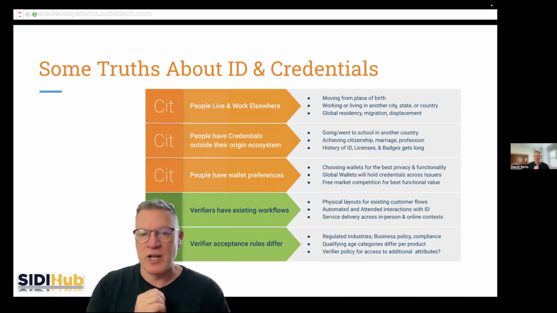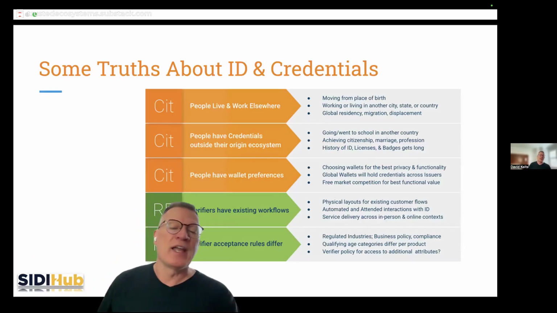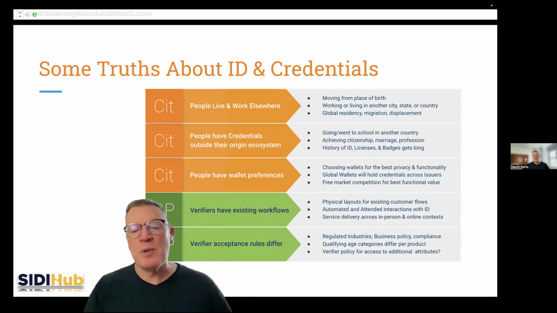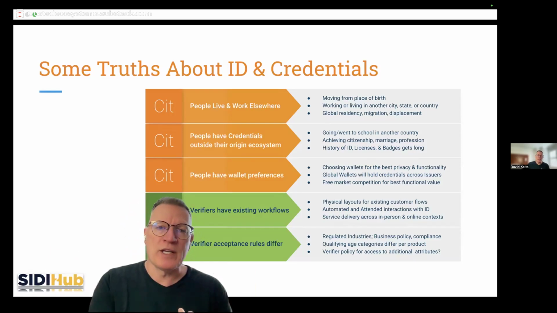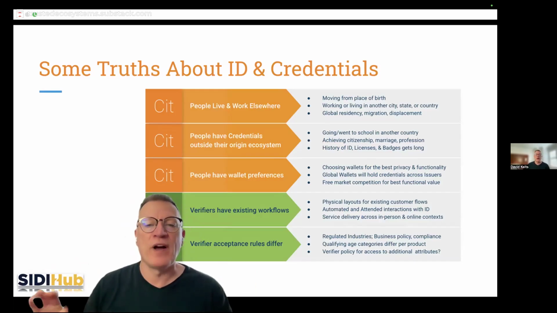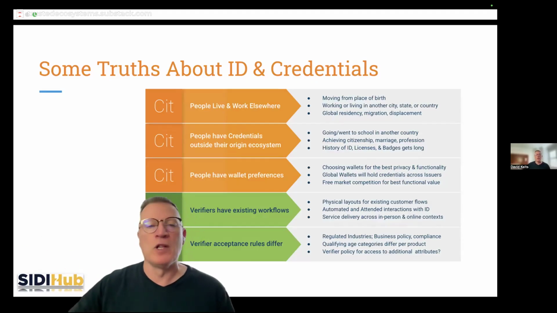And some truths about ID and credentials, right? People live and work in different places. They live and work in different states in the United States. They get jobs or seasonal jobs in countries that are not their country of origin, where they have citizenship, where they have documents. They go to school and get credentials. And people have wallet preferences. They have viewpoints about what wallet they would like to use. And in a free market competition for best functional value within a wallet, there could be lots of players who provide value that those citizens want or that match what's happening at their favorite relying parties.